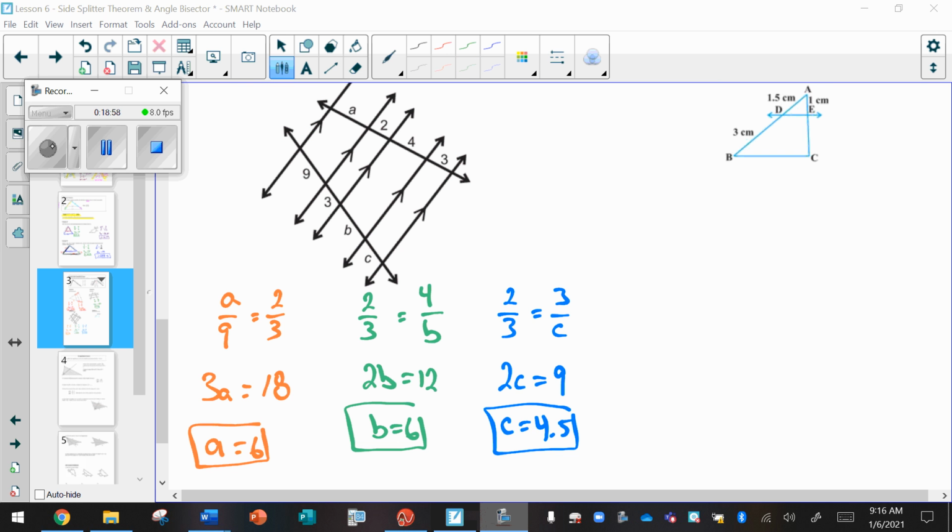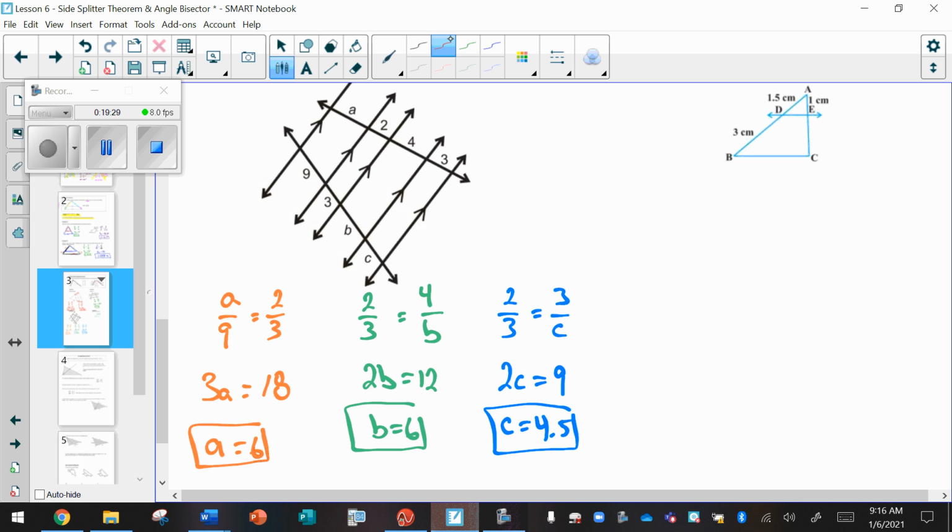So here we are. We could do A over 9 equals 2 over 3. Cross multiply, we get A is 6. We can take the 2 over 3 and use it in another ratio or proportion with 4 over B. Cross multiply, coincidentally get 6 again. We can take 2 over 3 and use it in a third proportion for 3 over C. Cross multiply, and we get C is 4.5. So hopefully you were able to do that and you're understanding what's going on here.